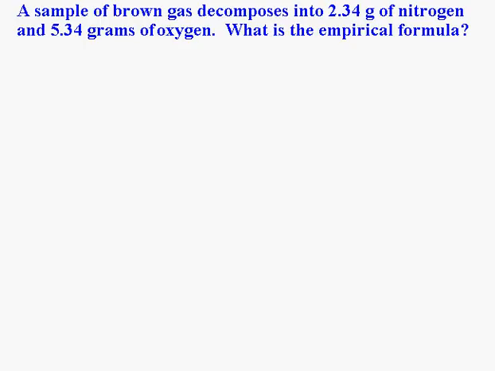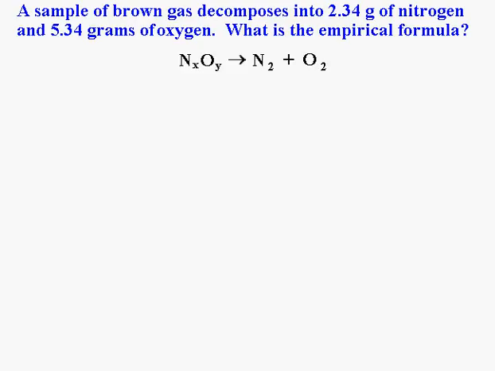In this example, we're taking the results of a chemical experiment and determining an empirical formula. Now, we've done something like this before. We look at the compound and see what it decomposed into. It decomposed into nitrogen and oxygen. That means that its chemical formula is N something O something. So we can represent that as NXOY, and we can write its decomposition reaction.